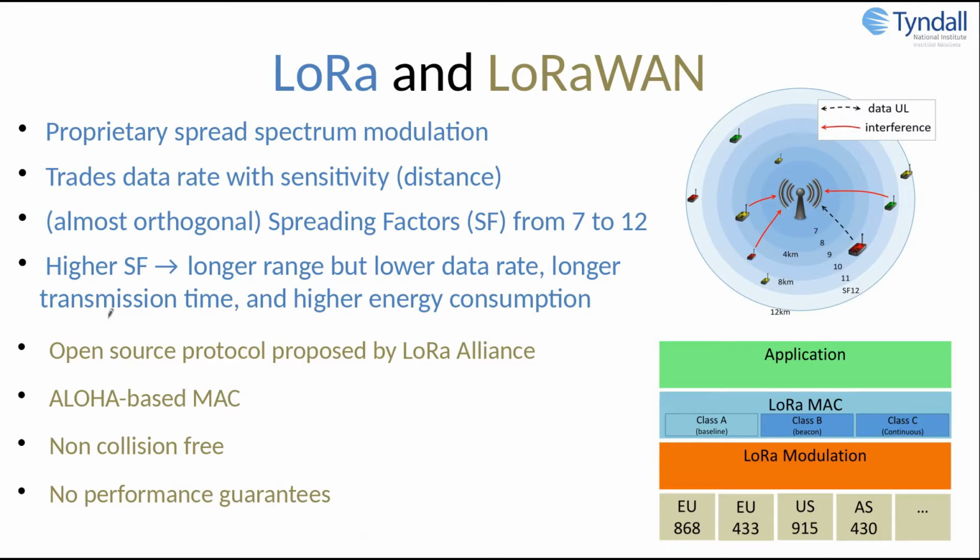First of all, I will say a few words about LoRa and LoRaWAN for those who are not familiar with the topic. So LoRa is a proprietary spread spectrum modulation whose main characteristic is that it trades data rate with sensitivity. This means that the lower the bit rate, the better the sensitivity, and thus the longer the transmission range. To control the amount of spread, LoRa uses 6 spreading factors from 7 to 12. The higher the spreading factor, the lower the data rate and the longer the range. But this also means that the transmission time and the energy consumption increase with higher spreading factors.